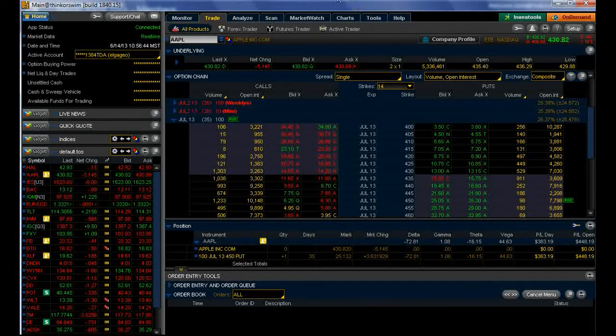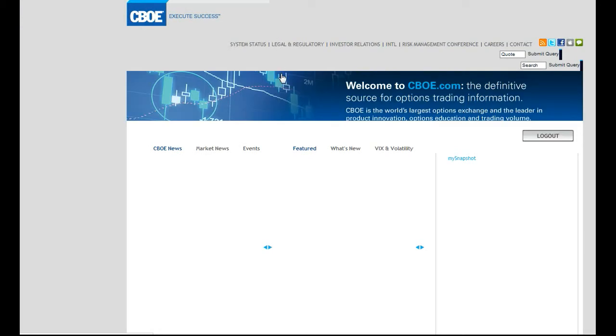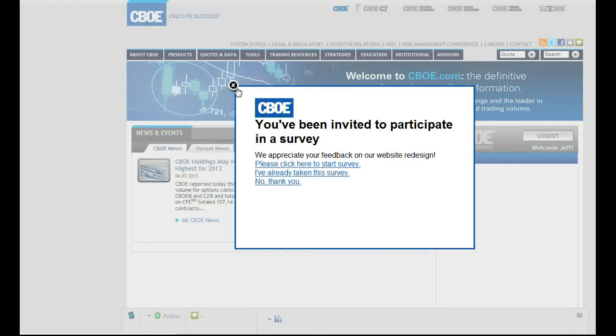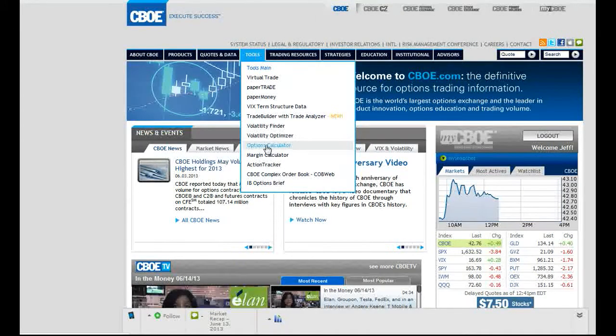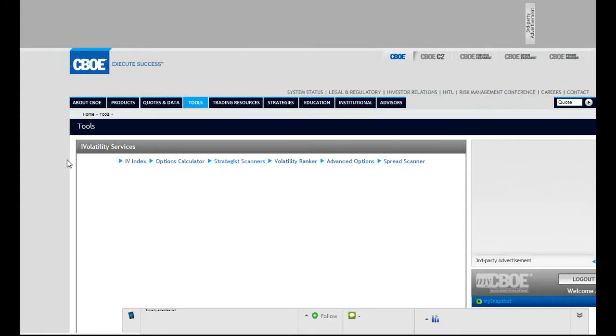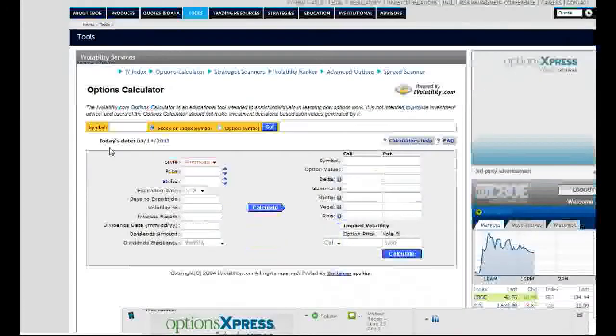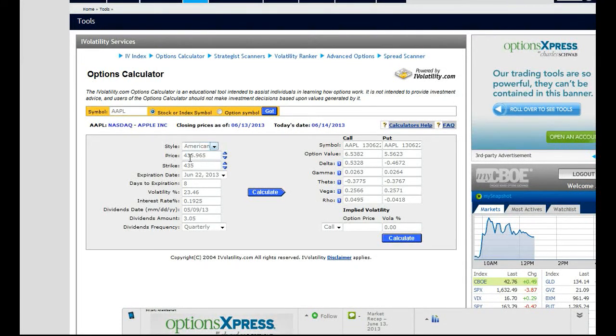We can be more exacting in our measure by going and looking here at the website cboe.com. Coming up here to tools and down to option calculator. We can come in, put our symbol Apple in, and hit go, and it'll bring up our data.